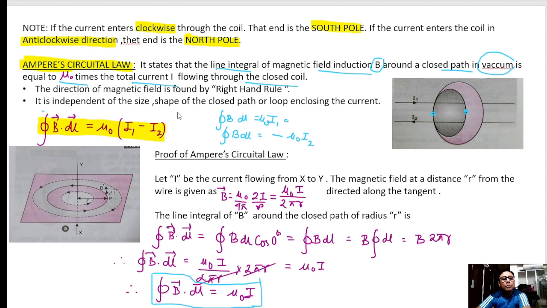Next, proof of Ampere Circuital Law. So Ampere Circuital Law is telling that the line integral of B dot dl equals mu0 into current. This is the Ampere Circuital Law. So let us see whether it's coming or not. Clear?